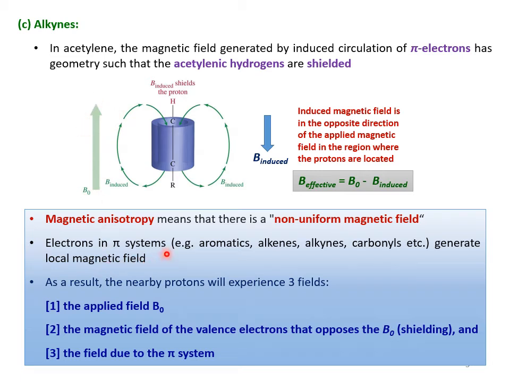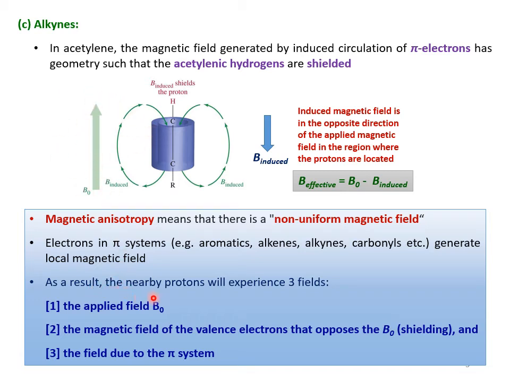Electrons in pi systems, for example aromatic compounds, alkenes, alkynes and carbonyl compounds such as aldehydes, generate a local magnetic field. In the presence of an external magnetic field the pi electrons start to circulate, and this circulation produces an induced magnetic field, which in one direction is aligned with the external magnetic field, and in the other direction is opposite to it.